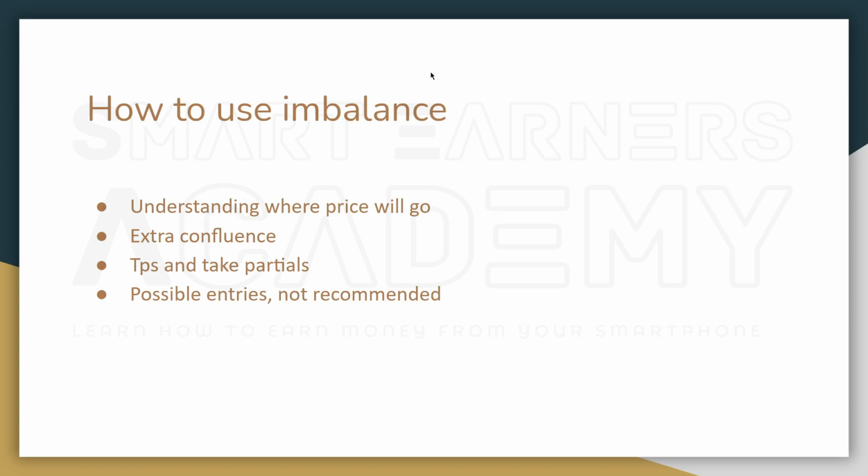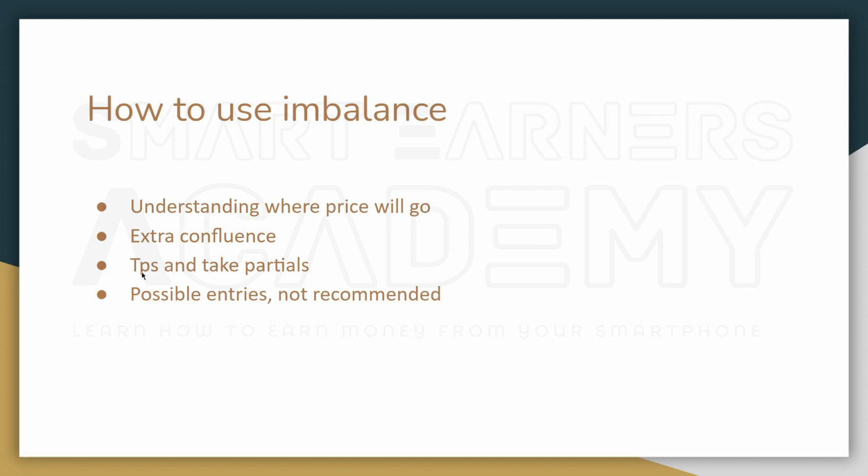Because let's say we've got an order block, so let's say we have a sell order block, right? And below it we've got an imbalance, right? So what we can do is use this imbalance to understand that price is going to come to our imbalance, fill it out, tap into our OB, then it's going to show us a reaction, right?